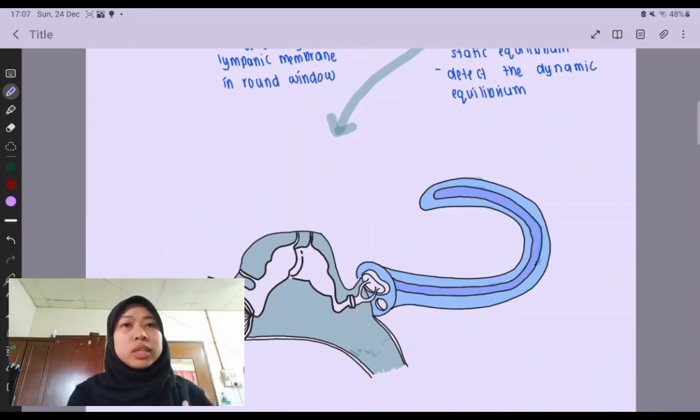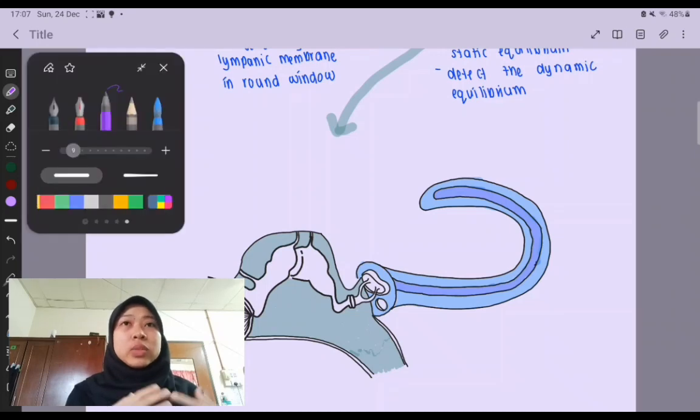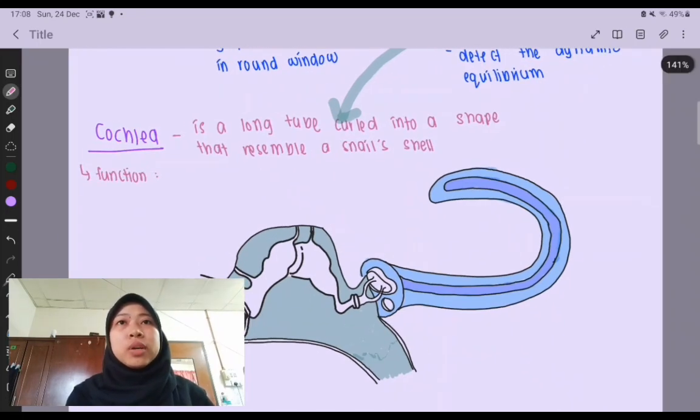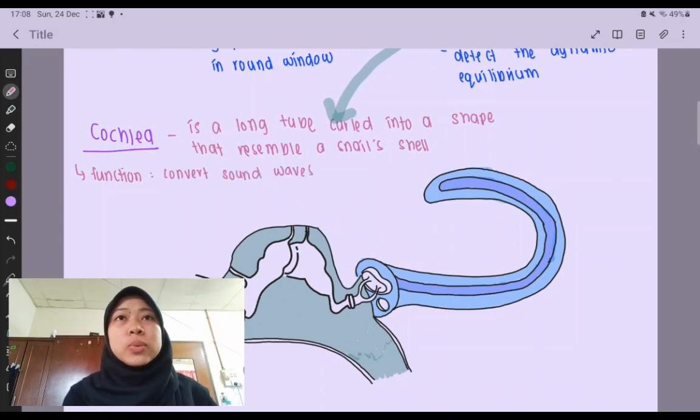So we will focus more on our cochlea. As we can see, this is the structure of our cochlea. The cochlea is a long tube curved into a shape that resembles a snail's shell. The function of the cochlea is to convert sound waves into nerve impulses.